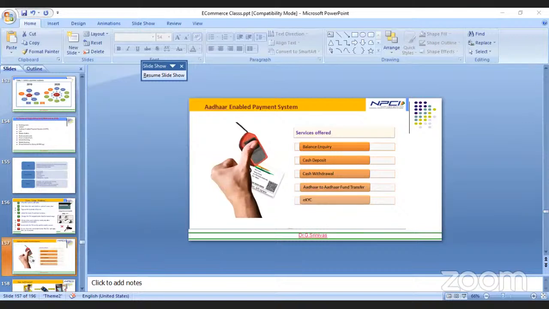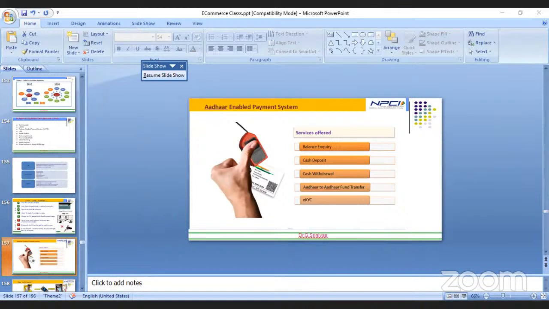After giving that, he has to select the transaction. After selecting the transaction, he has to give his fingerprint on the scanner. Means by using the biometric device, he needs to give his fingerprint impression. After giving the fingerprint impression, the transaction will be successful. This is what Aadhaar enabled payment system is, which we can call AEPS.